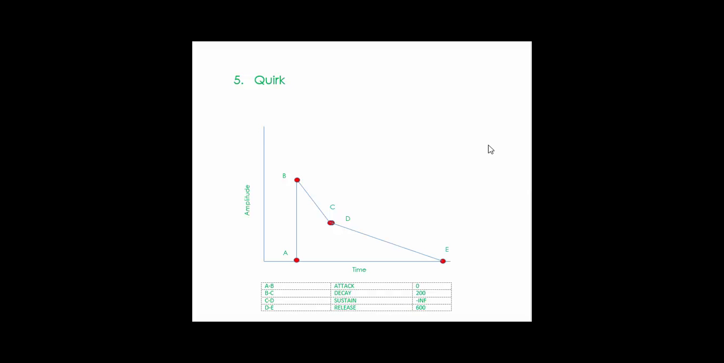The fifth and final envelope is the quirk envelope, and this is a kind of weird envelope because it depends on how long you press the key. If you press the key for a short while, the sound lasts longer, and if you press the key for a long time, it'll damp out quickly. I can show you in the synthesizer how it functions. So here you can see that attack time is 0, the decay is 200 milliseconds, there is no sustain, and release is a longer time than the decay time.